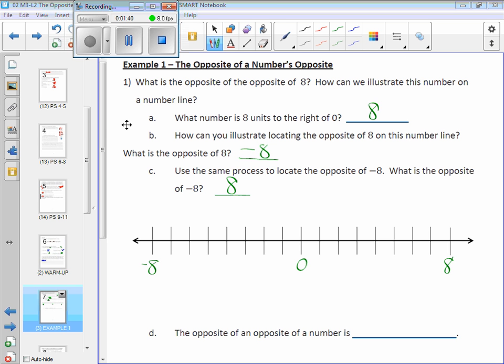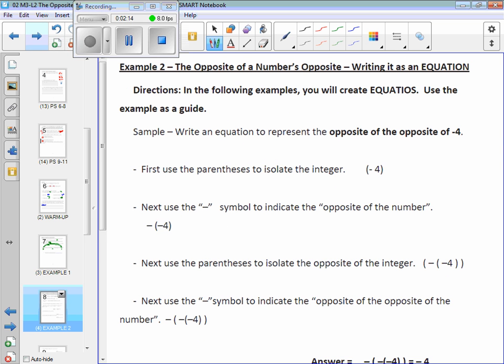Here's how it works. We started out at 8. What's the opposite of 8? Negative 8. What's the opposite of negative 8? So technically what you've done is the opposite of the opposite. You wind up where you start. Okay? So the general gist of it is the opposite of an opposite is always going to be the number you started with, or the original number. Okay? Easy, right? Here's how you have to express it as an equation. This is the part that's kind of new.